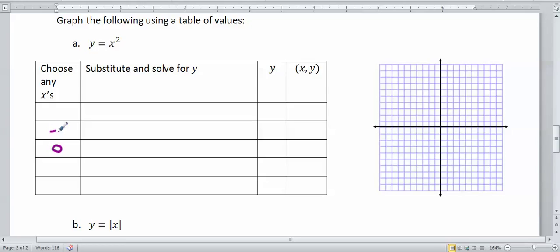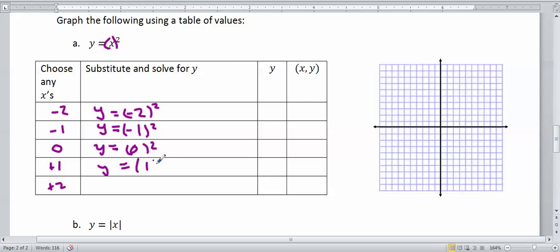So I've got 0, and then I'll just go to the left, to the right, -1, plus 1, -2, plus 2. All right, and just like with the solving by table that we did yesterday, I'm going to plug those values in for x. So put the parentheses around x. I'm putting all of those in there. And we're going to see what we get. So I get y is equal to (-2) squared. y is equal to (-1) squared. y is equal to 0 squared. y is equal to 1 squared. And y is equal to 2 squared.